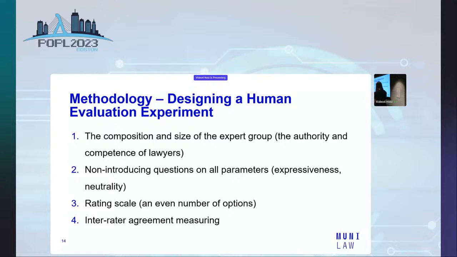Then we have to pay a lot of attention to the questions. They should be on all of the parameters that I mentioned, and they have to be non-leading. That's quite important. We want the rating to be on a scale because it's the easiest way to interpret the results of the experiment. There should always be an even number of options, because if people rate something on a scale and they do not know, they choose the middle point, and that doesn't really say much about their choice.